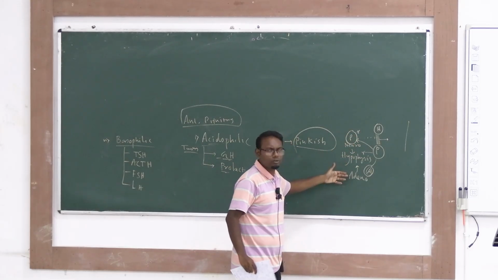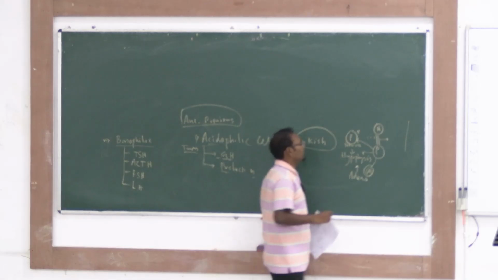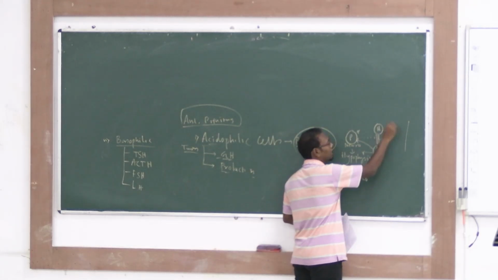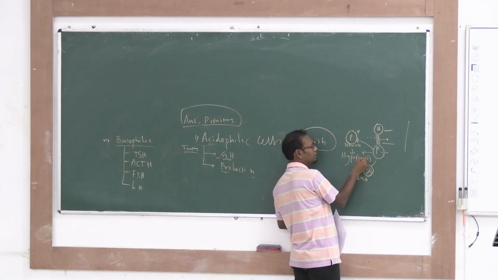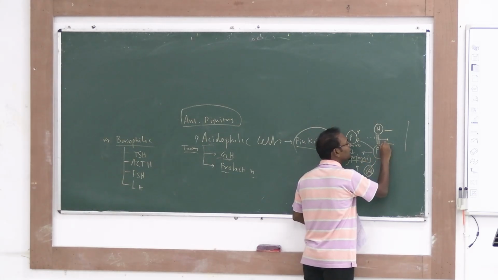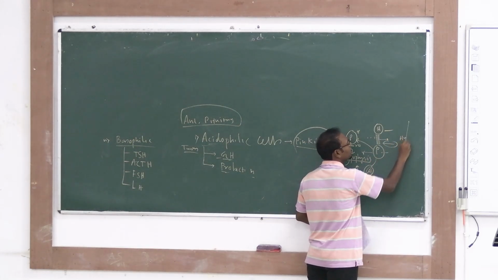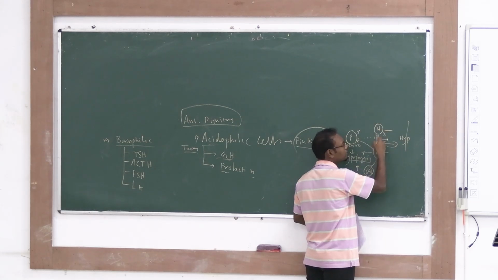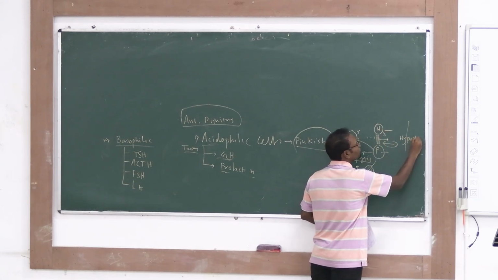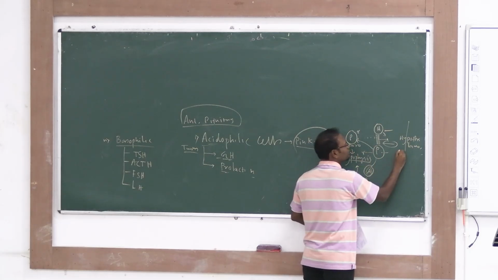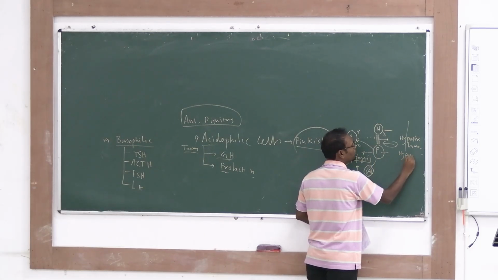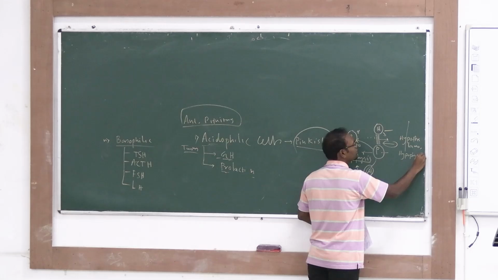Okay, now that you know these terms, what will be the name of this connecting stalk? Hypophyseal tract. This is hypophysis, right? So this connection between them is called hypothalamo, coming from hypothalamus, going into hypophysis, so hypophyseal tract.